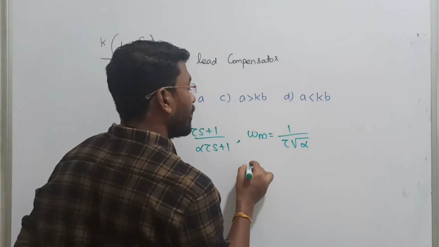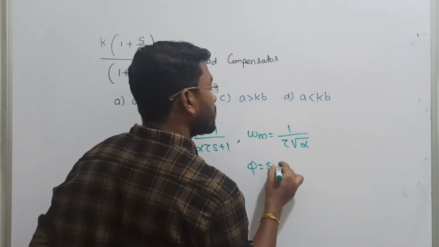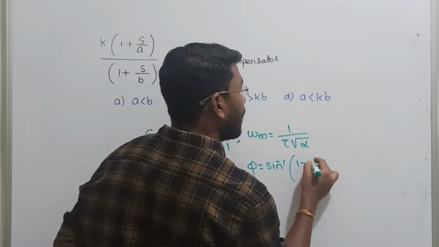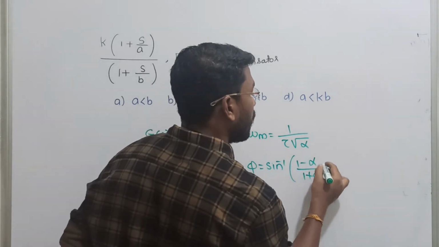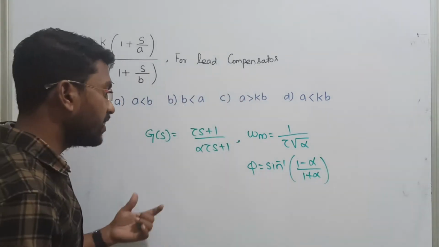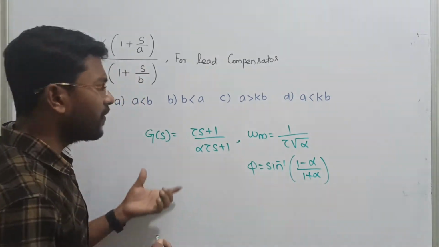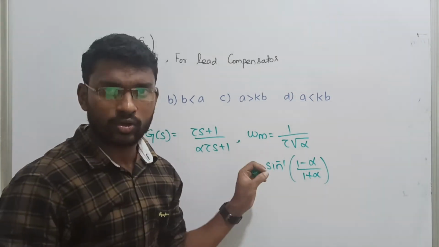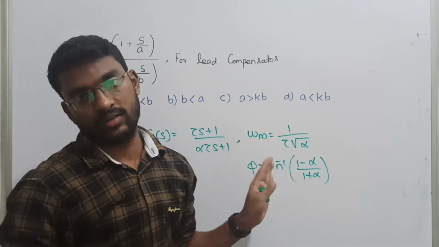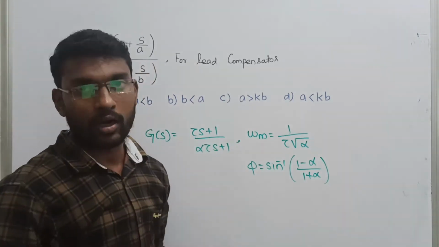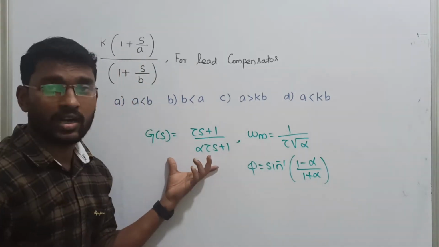Third, we have to remember the value of phi. Phi is equal to sin inverse of (1 minus alpha) divided by (1 plus alpha). Just remember all these three things clearly in your mind, right? I am not going to use these in this question, but you have to register them in your mind. Then only you will be able to crack all types of questions. Anyway, this is our general representation.